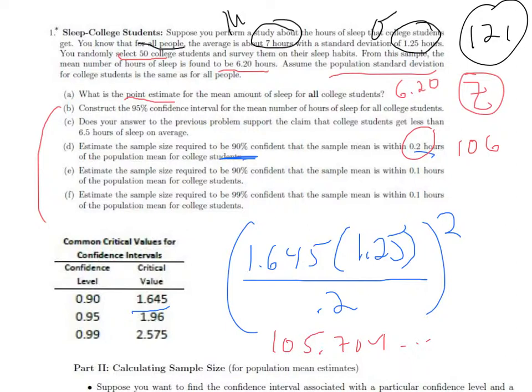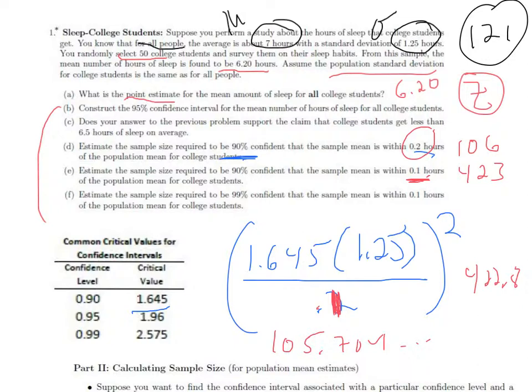Okay? Now, all that's different for the next part is instead of the margin of error being 0.2, they want it to be 0.1. So we can just change that to 0.1, do the same calculation, and that's giving me 422.8. So again, we round up. So 423 I would need. Notice that by shrinking that margin of error, I need a larger sample size. The larger the sample size, the smaller the margin of error. You've got to remember that.